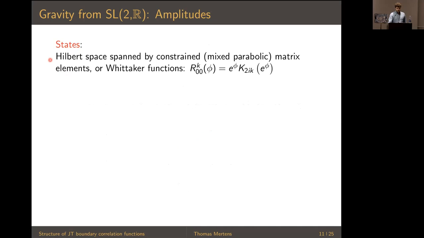It turns out that the Hilbert space is spanned by constrained matrix elements. They are constrained because of the gravitational boundary conditions. And the constraint means that you have to evaluate these matrix elements in what is called a mixed parabolic basis, and then you constrain these parabolic indices. These are all technicalities that you can ignore. That makes these matrix elements Whittaker functions, and they can be written very explicitly in terms of Bessel K functions with an index 2ik and an argument e to the phi.